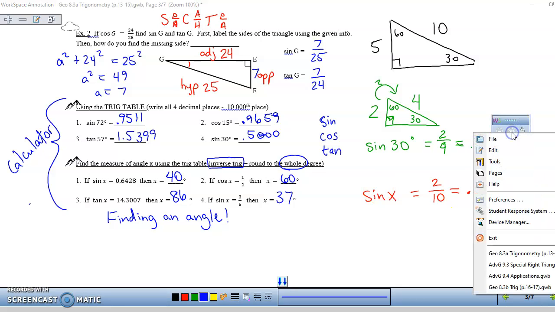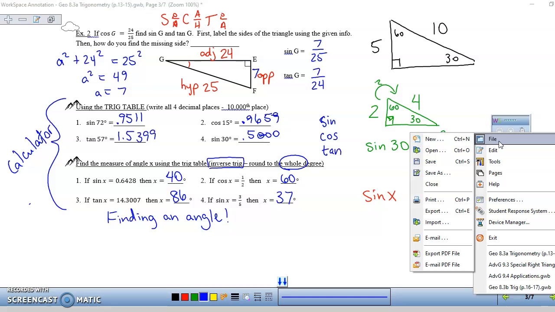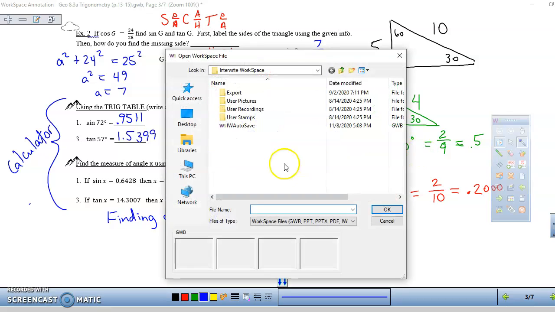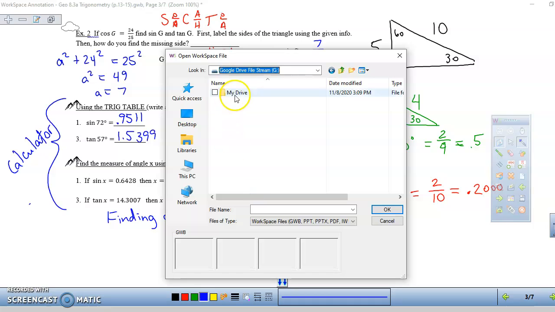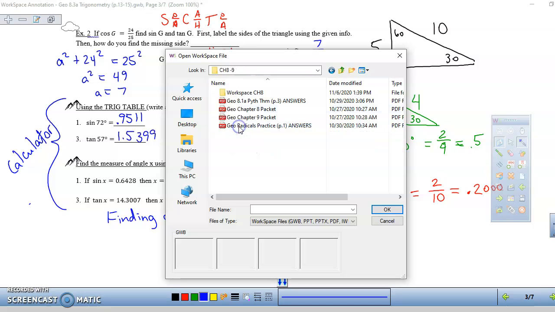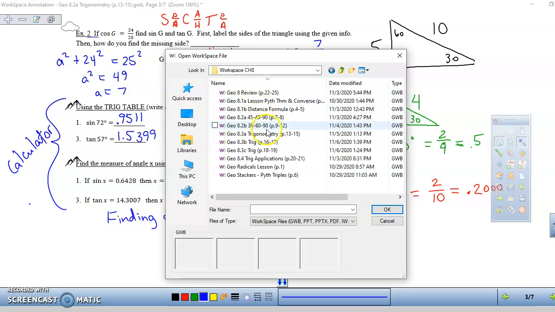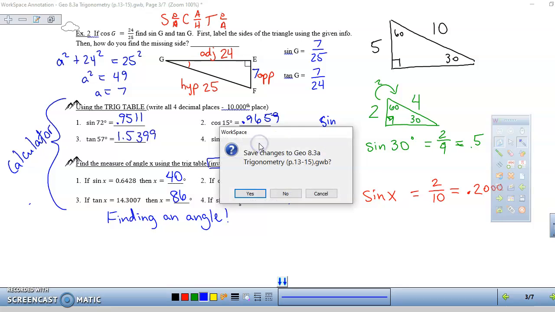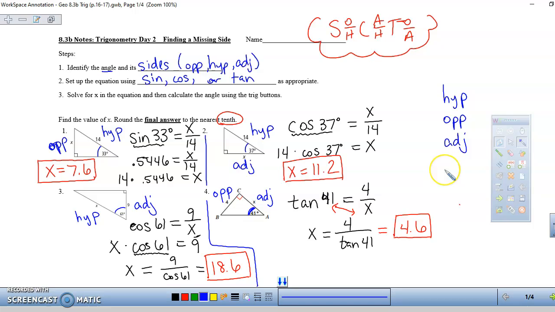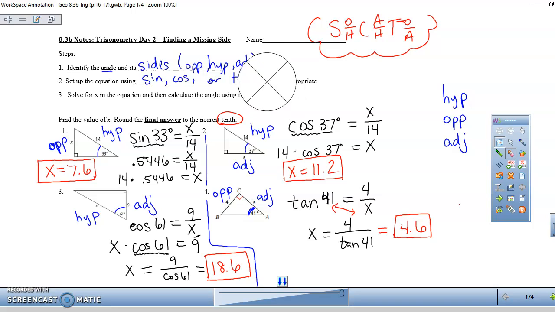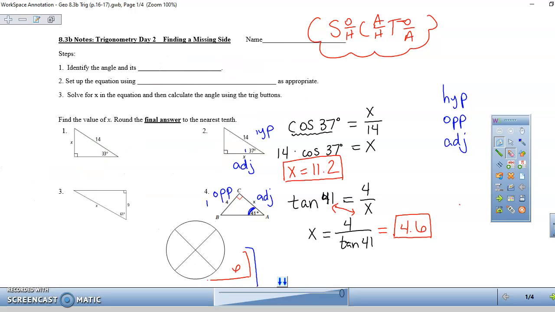So that's the end of the first notes. The bottom part of this page we are going to skip. Let's open up the next notes, page 16. These are the notes that I did in class, so I'm just going to erase all of this and go through it again with you.